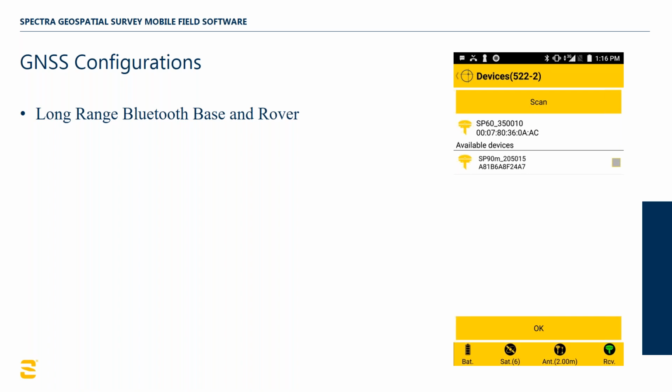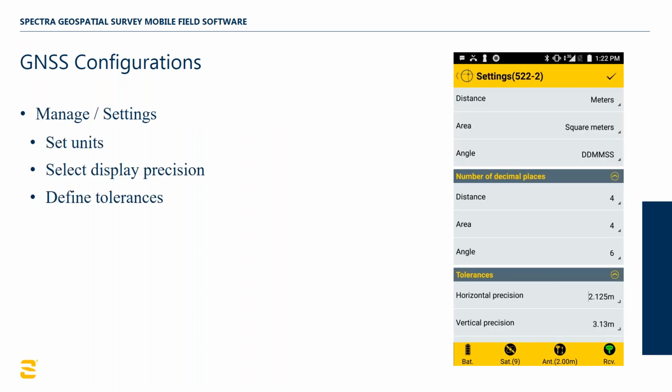Bluetooth based rover, especially useful with the SP60, out to maybe 400 feet, 120, 130 meters pretty easily. Here under the settings, manage, the big button manage, second button settings, you get in here where you can set your tolerances, rather loosey-goosey here in this example, as we would say, number of decimals you want in your display, and how you want your.